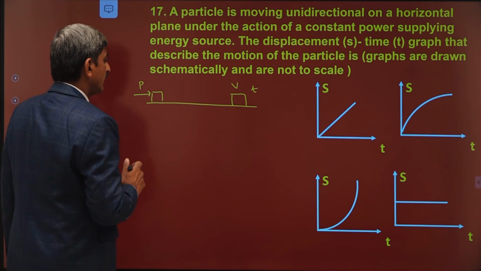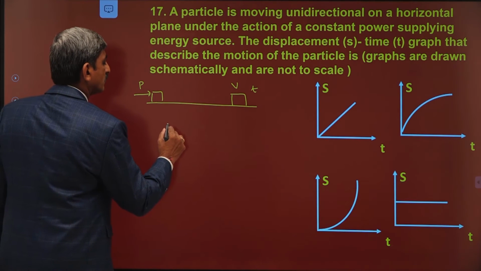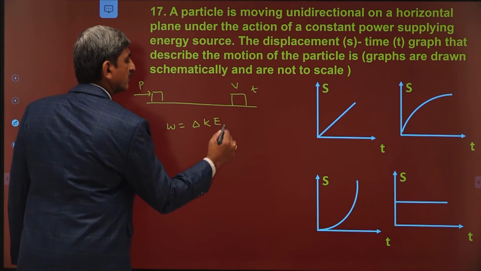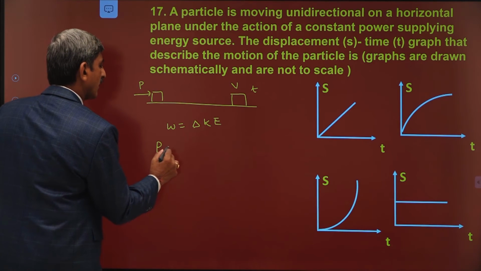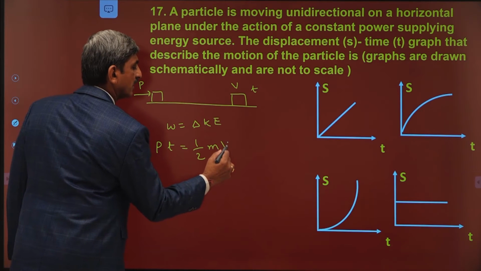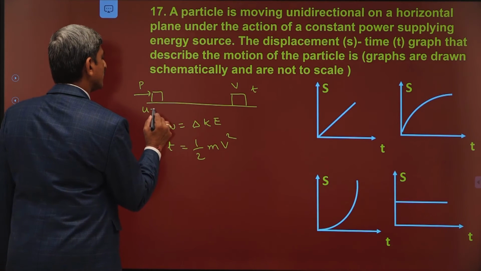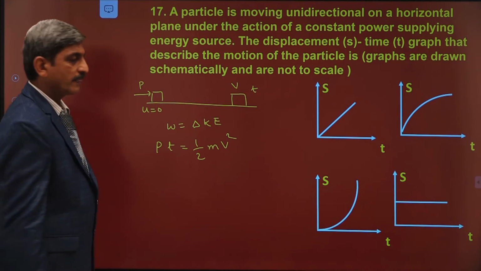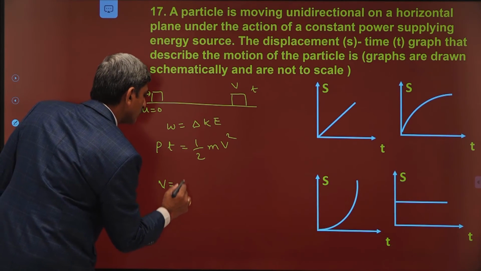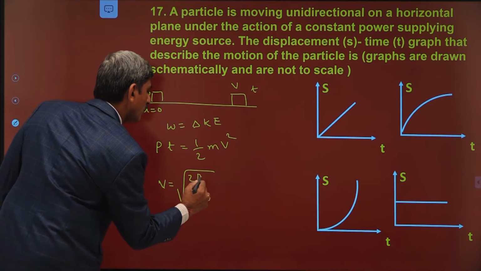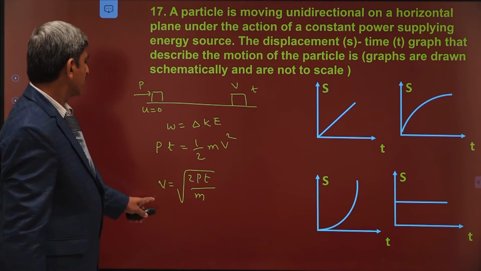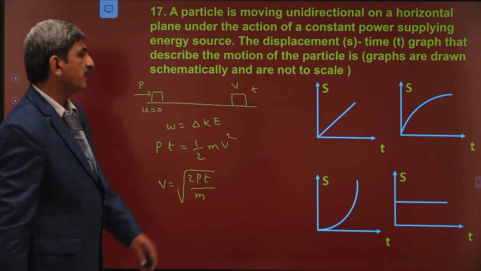In that case, by using the work energy theorem, we have the work is equal to the change in the kinetic energy. From this, we can write it as power into time is equal to half mv square if the initial velocity of the body is equal to 0. From this, the velocity gained by the body v is equal to square root of 2Pt by m. This is the relation between the velocity and the time.